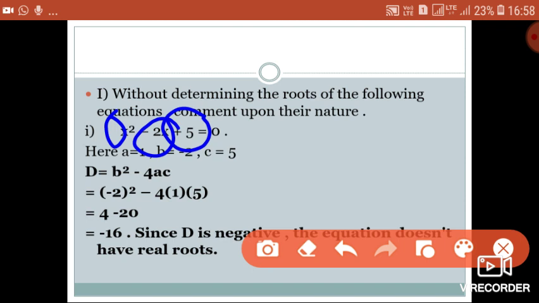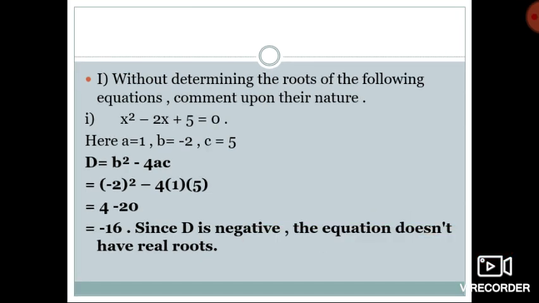So now D is equal to B squared minus 4AC. You are going to apply the values. So B value is minus 2, the whole square, minus 4 into, straight away, for A you can apply the value 1, for C you can apply the value 5. So minus 2 the whole square, we can get 4, minus 4 into 1 into 5, we get the value minus 20, so we are getting minus 16.